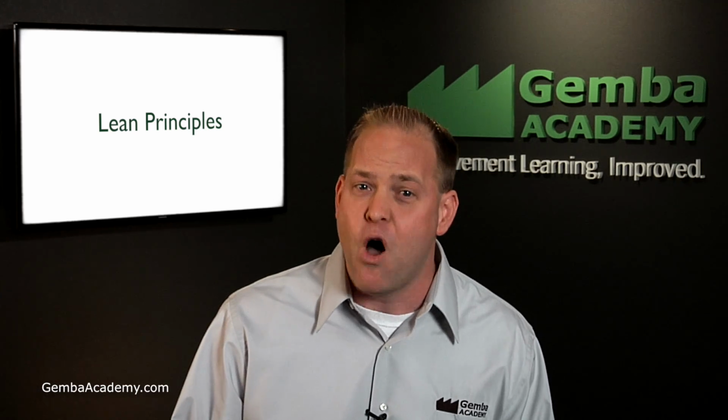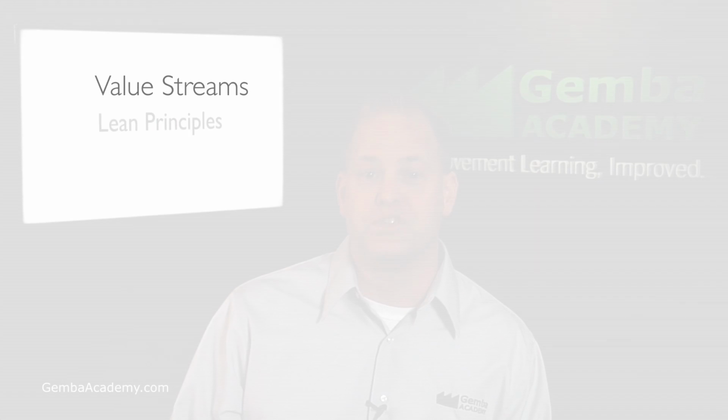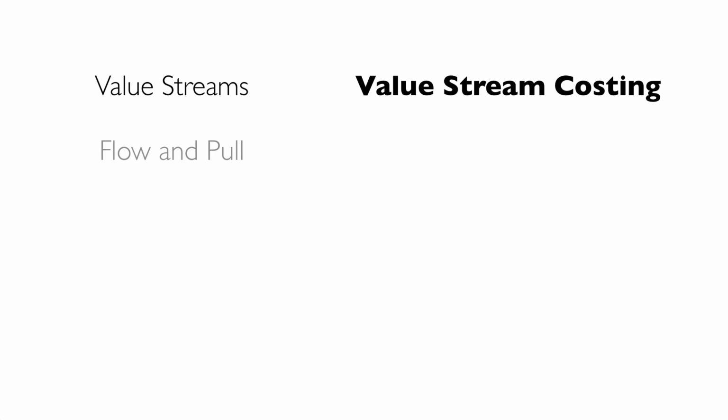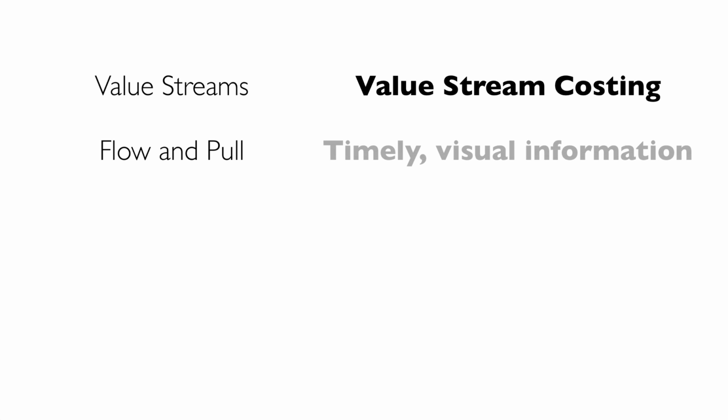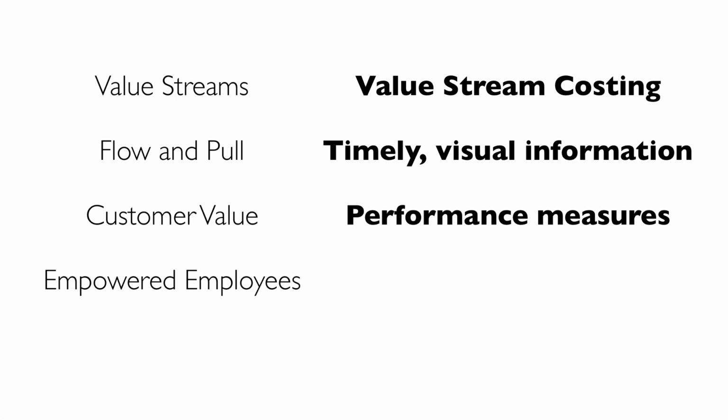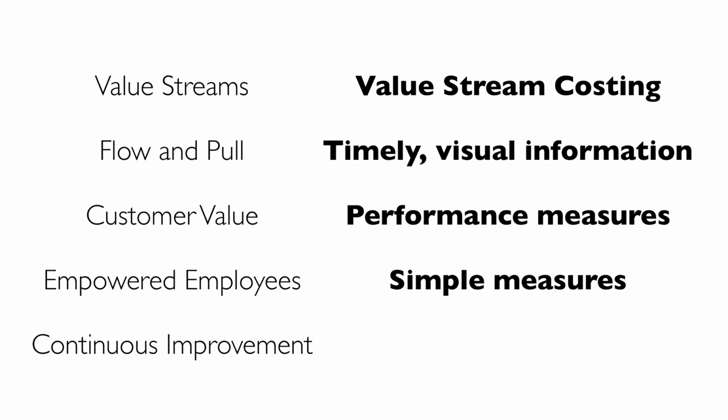Now, with this said, in order for this to happen, the accounting process must support the following 5 principles of lean. First, organizing around value streams means traditional costing gives way to value stream costing. And by providing timely and visual information, accounting helps support flow and pull. Next, performance measures change to focus more on creating value for the customer, and employees become more empowered when accountants work with them to create simple measures that can be calculated frequently and provide actionable information.